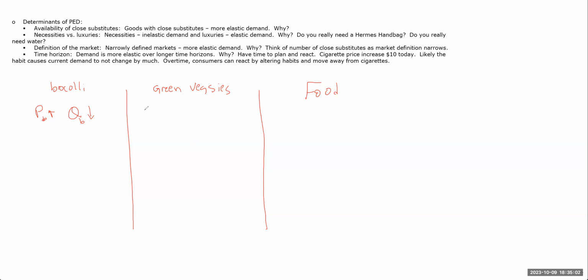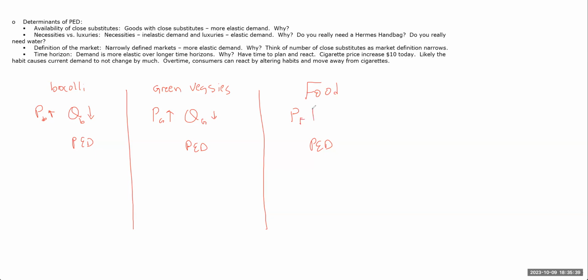If the price of green vegetables goes up, your consumption of green vegetables will fall, but not as much as broccoli. Why? Because there are fewer close substitutes for green vegetables. What can you really substitute for green vegetables? Maybe carrots, orange vegetables. That's pretty much it. Broccoli, there are a lot more substitutes. Green vegetables, not as much.